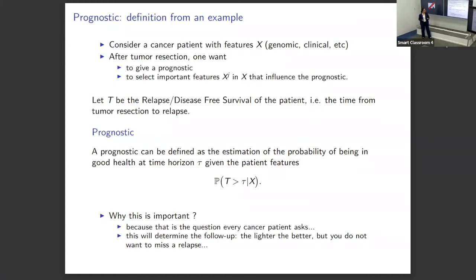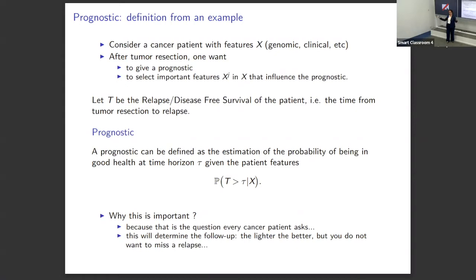And the second reason we want to select important features is because the biologists want to look at these features and to understand the genomics and the biology of the tumor, okay? So I will speak of the time between the tumor resection, so you're at this point tumor-free or cancer-free, and till the possible relapse of your cancer.